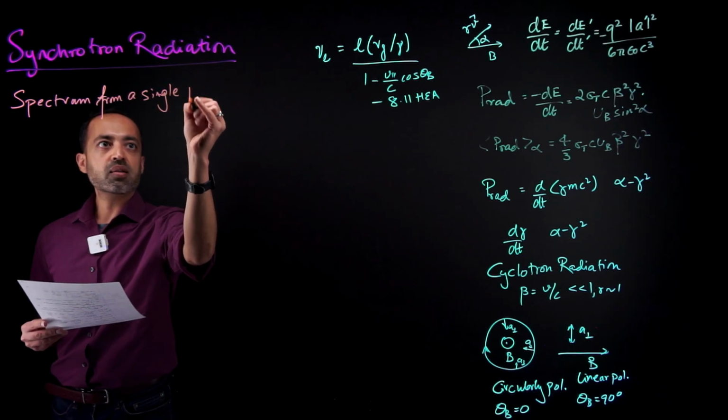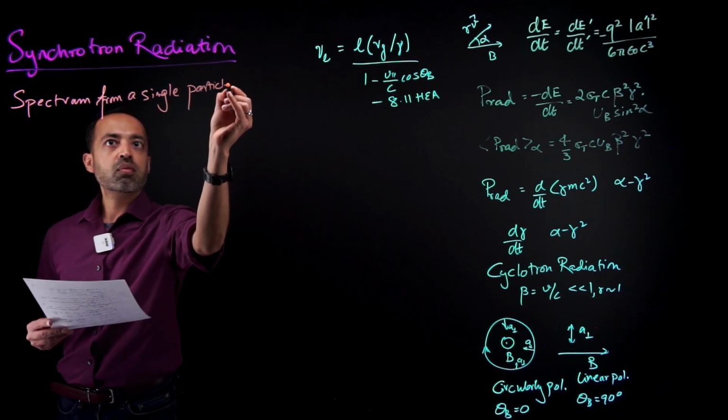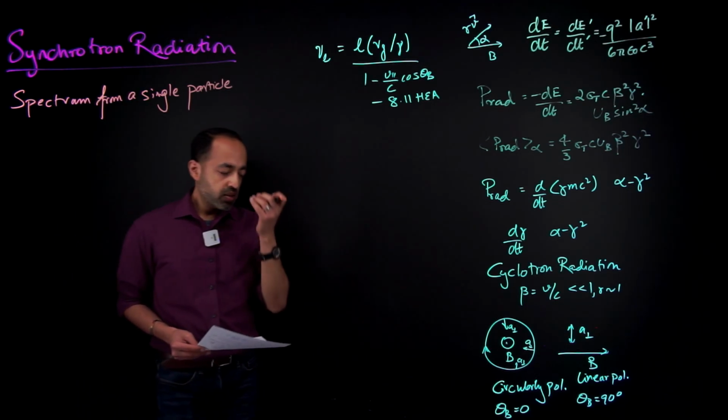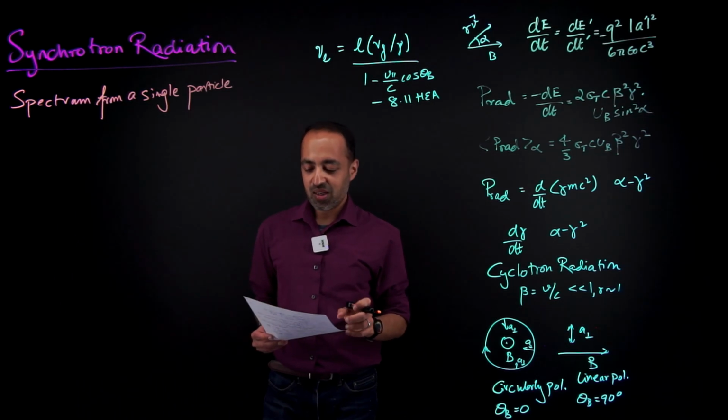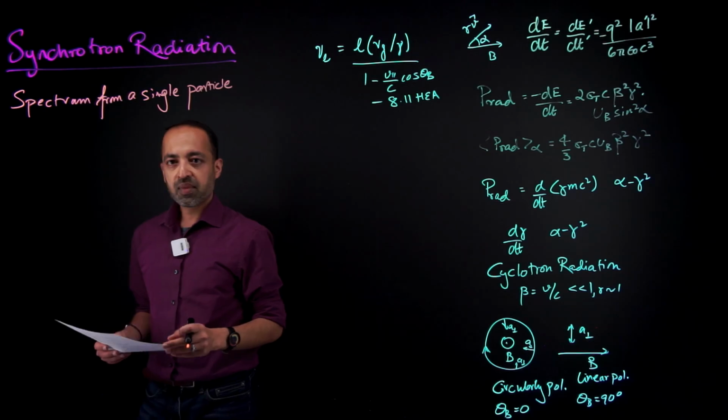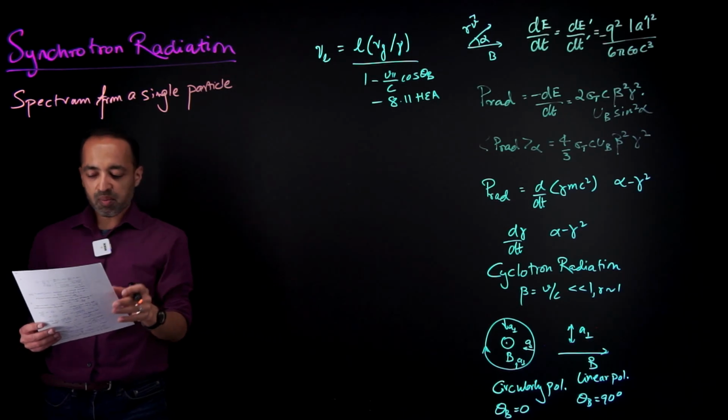So, single particle spectrum. Okay, so now there are some relativistic effects that we need to account for. So I'm going to make some diagrams. We'll have some geometry to take into account.